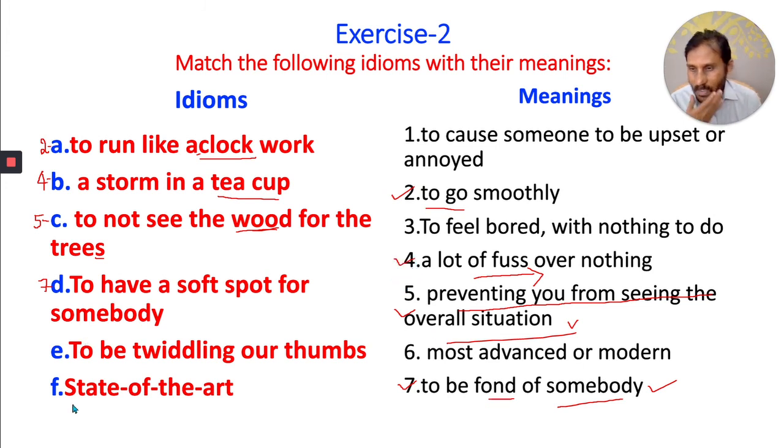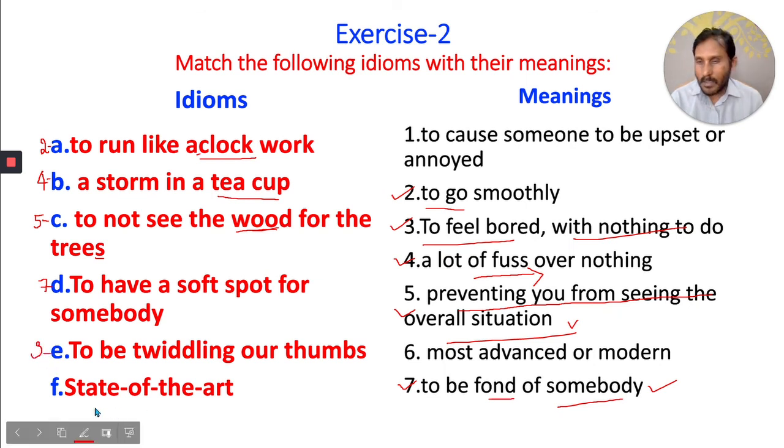Next we have two idioms and three meanings. To be twiddling our thumbs. Generally we twiddle our thumbs when we don't have any work and feel bored. Suppose you go to your meeting and the meeting is yet to start. There's still one more hour for the meeting to get started. Then you simply sit on a chair and twiddle your thumbs. You feel bored with nothing to do. So this is 3. 3 goes with E.